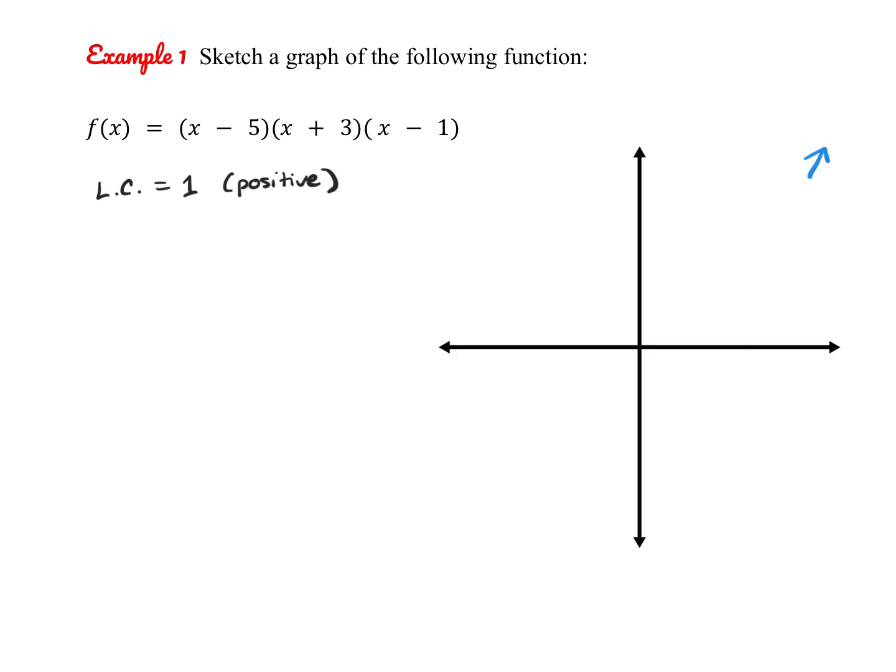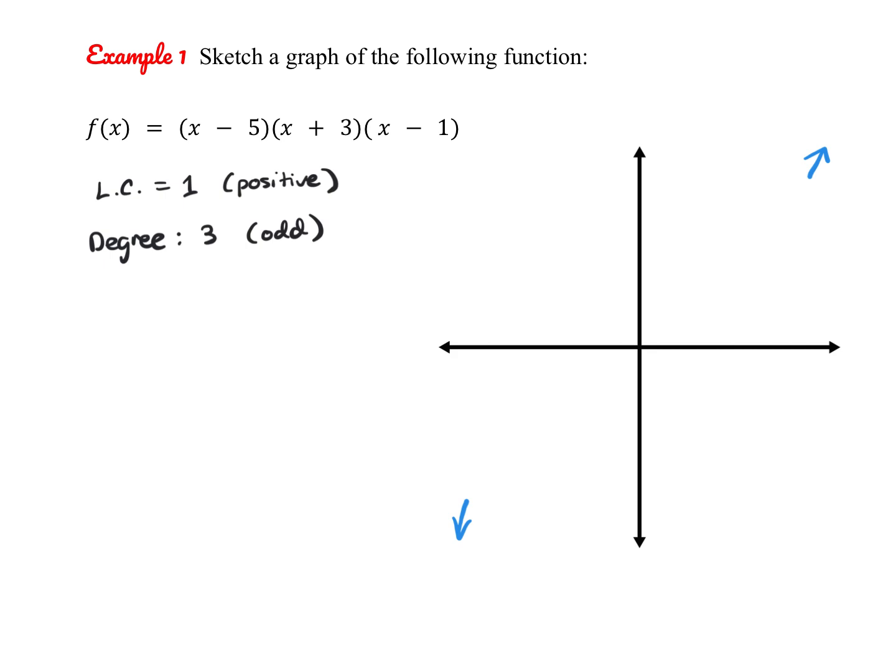Then, for the degree, when it's in factored form, you have to essentially count the number of x's you see. So I see 1, 2, 3, so our degree is 3. If we expanded it out, the largest term would have x cubed. So since the degree is odd, I know that the end behavior is opposite. So if this side goes up, this side must go down.